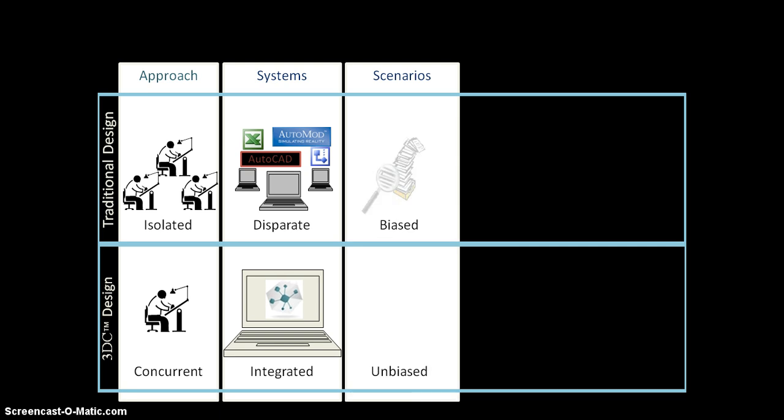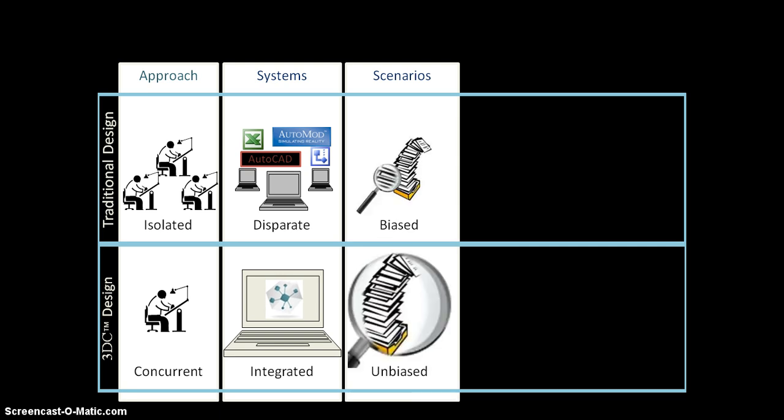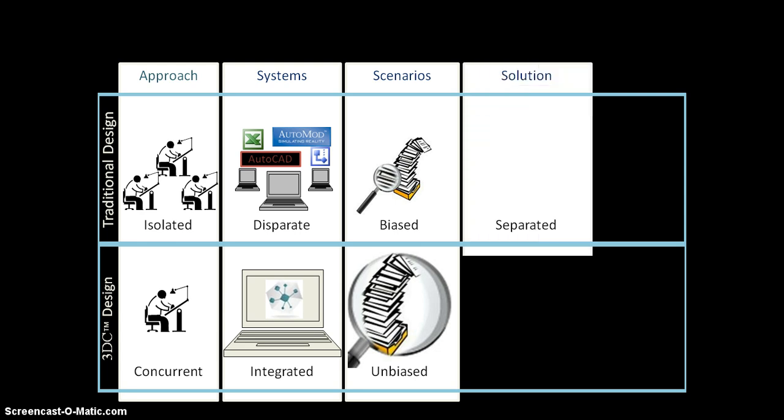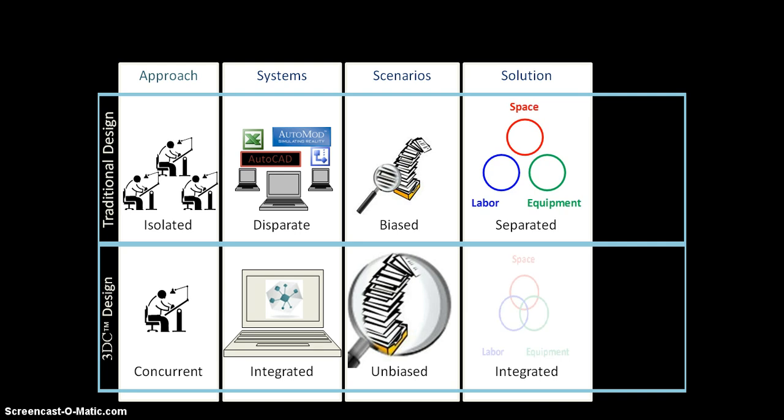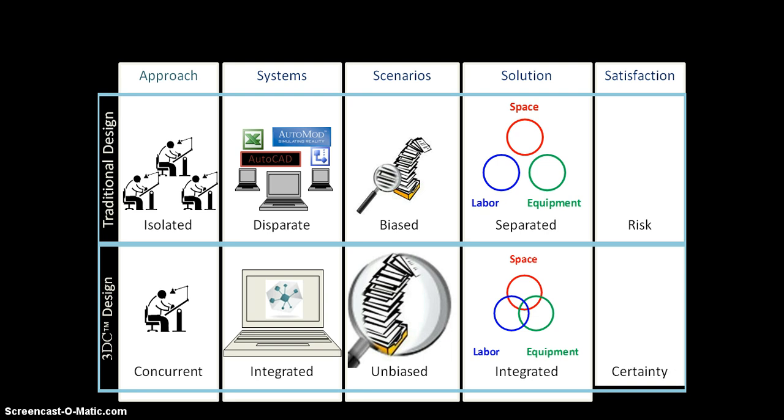Design scenarios, limited to one or two possible layouts, are instead defined by all combinations of design factors. The traditional solution, though likely functional, is a separated collection consisting of a space plan, a labor plan, and an equipment plan, while the 3DC design solutions are integrated in order to understand the trade-offs between space, labor, and equipment. The risk of traditional design leaves customers wondering whether a better way was overlooked, but satisfaction is complete when the customer understands that all solutions have been analyzed and costed.